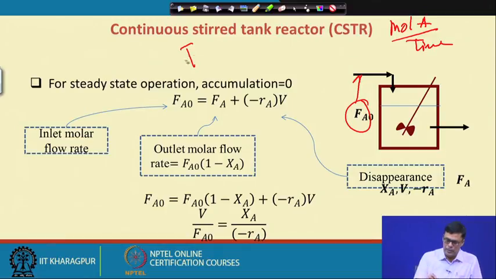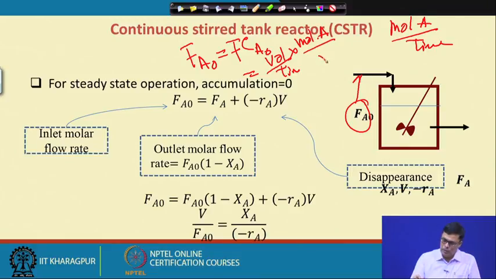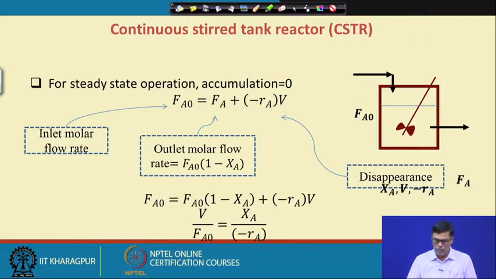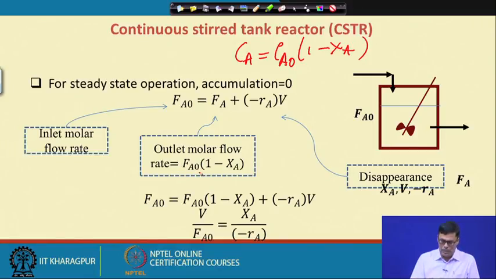Now, how can you write FA0? FA0 is equal to F into CA0. What is CA0? F is the flow rate, volume per unit time, and CA is the moles of A per unit volume. Am I right? This volume will cancel, so it will be moles of A per unit time. So we can write that FA equal to FA0 into 1 minus XA. Now CA equal to what? CA equal to CA0 into 1 minus XA. So similarly, the molar output flow rate FA will be equal to FA0 into this.